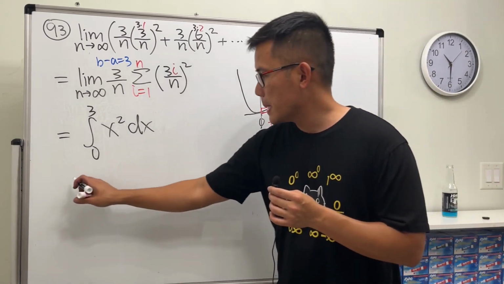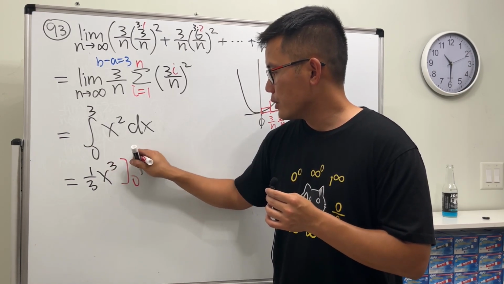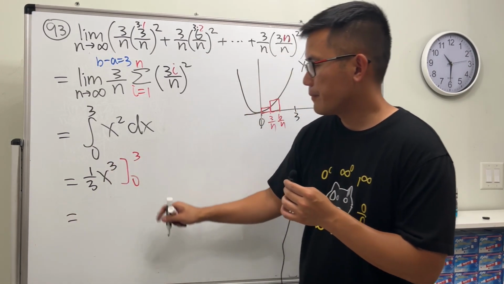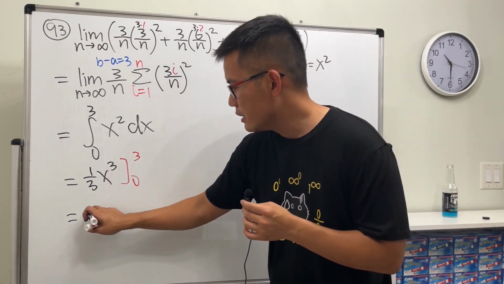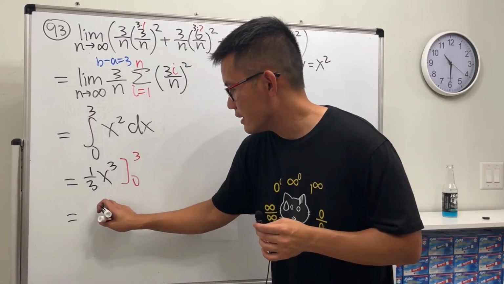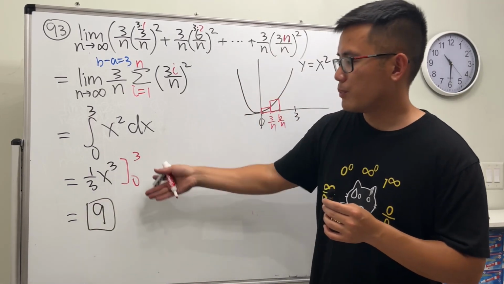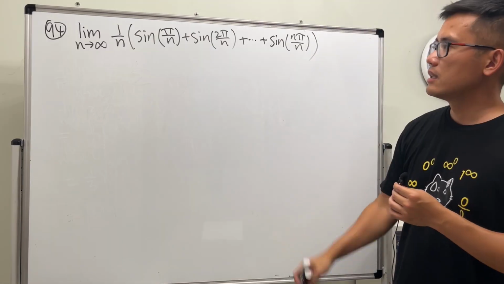Work that out. 1/3 x to the third power, 0 to 3. Put 3 in here. 3 to the third power is 27. Divided by 3 is 9. And then subtract, plug in 0, just 0. So yeah, we're good. So that's number 20.